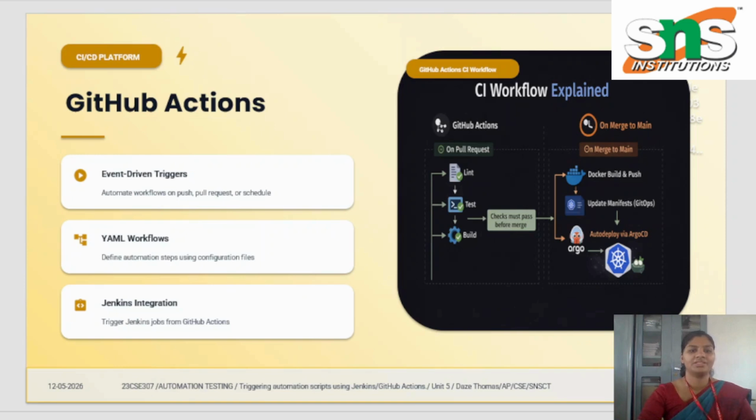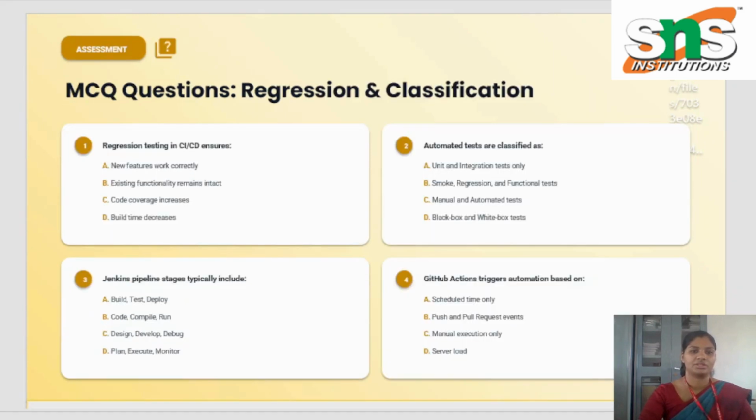Now GitHub Actions, it is an event-driven trigger. It automates workflow on push, pull request, or schedule. Then YAML workflow: define automation steps using a configuration file. Then Jenkins integration: trigger Jenkins jobs from GitHub Actions.